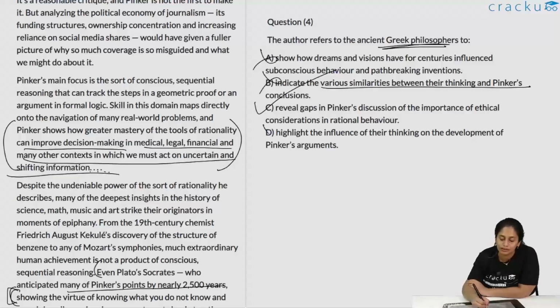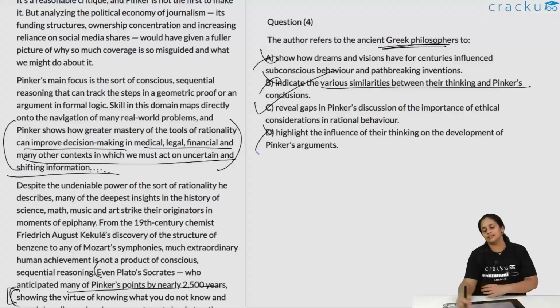So we do not know this as such. And the point is not to show what influenced Pinker's arguments. In the last two paragraphs, mostly the author is showing what are the fallacies in Pinker's arguments. Where is he actually wrong? He's actually criticizing on two main points, and he uses the Greek philosophers to highlight those points as such. So C is the real answer. So C is the correct answer.